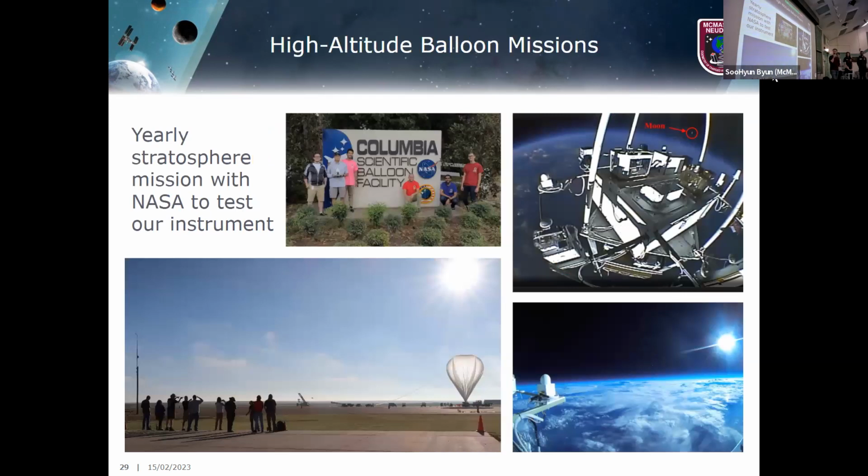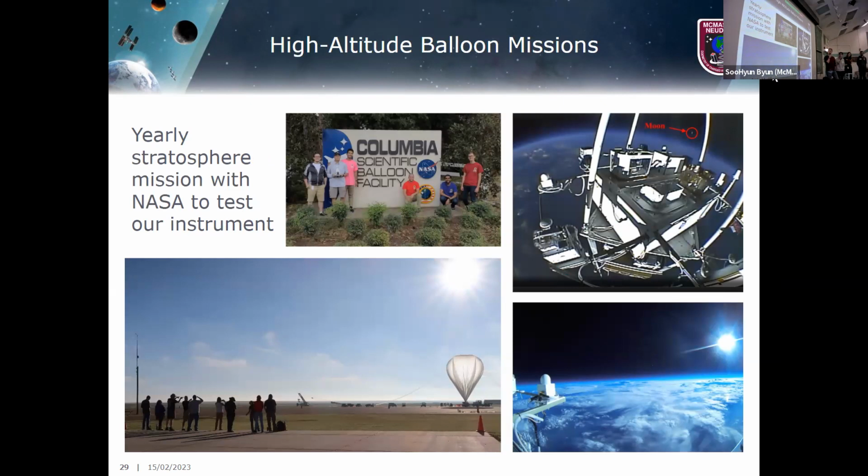And one of the most important tests that the payload and the entire satellite, for that matter, goes through is our high altitude balloon missions. This is a mission that we run every single year with NASA, where we send our payload amongst other university CubeSat teams. We send them up to the stratosphere, to the edge of space, on a high altitude balloon to give ourselves our first dry run, our first test of our payload in the field.